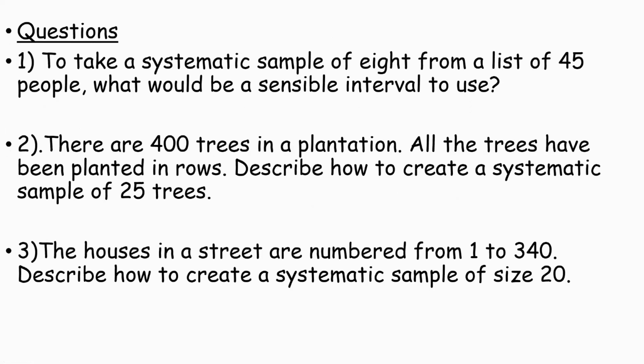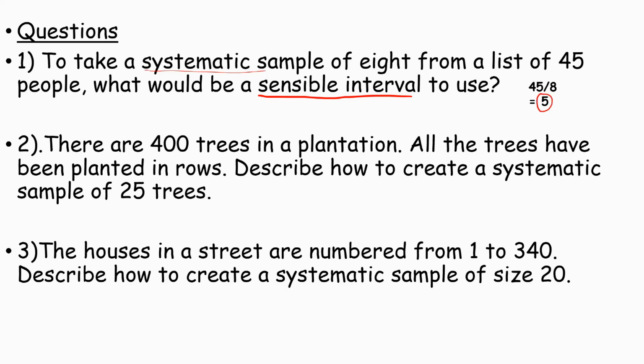Here are some questions for us to think about. To take a systematic sample of 8 from a list of 45 people, what would be a sensible interval to use? Well, a systematic sample is one where all of the members are equally far apart. So a sensible interval would be 45 over 8, which is approximately 5. I mean, really, it's going to be 5 and 5/8, which is approximately 5 if we round down. So we could have an interval of 5.